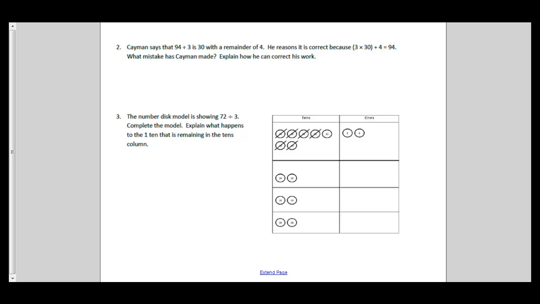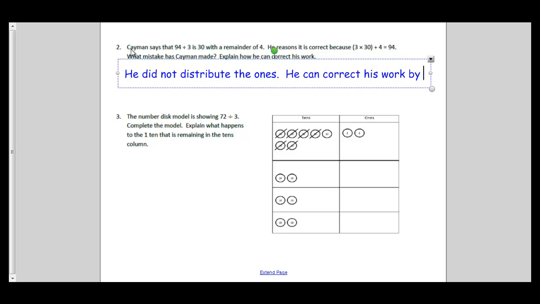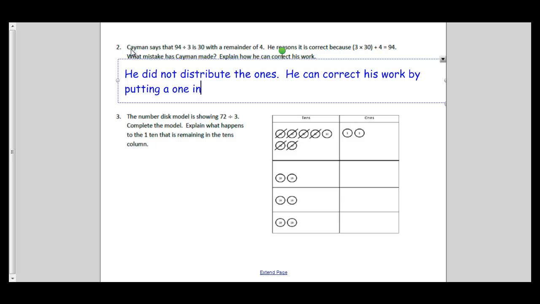Okay, so let's go back and it says, what mistake has Cayman made? And the mistake that Cayman made is he did not distribute. He can correct his work by putting a 1 in each group, then he will have 1 left over, which is what we did.